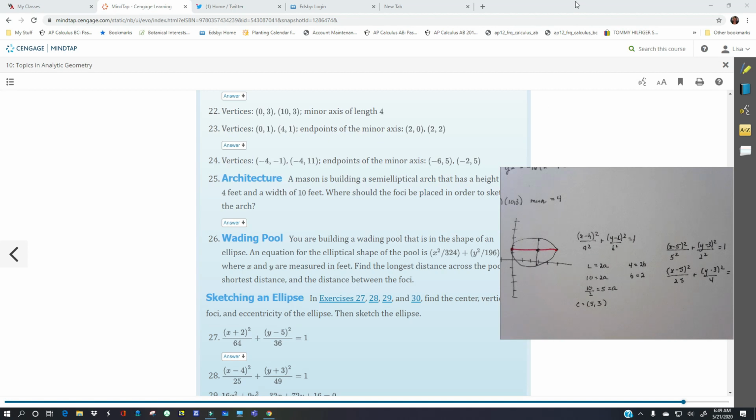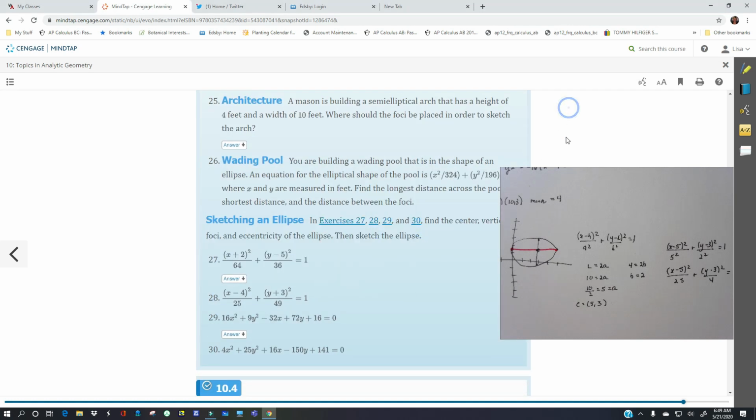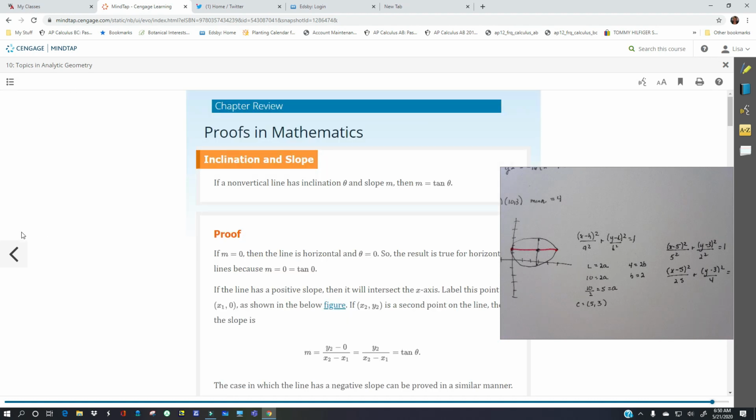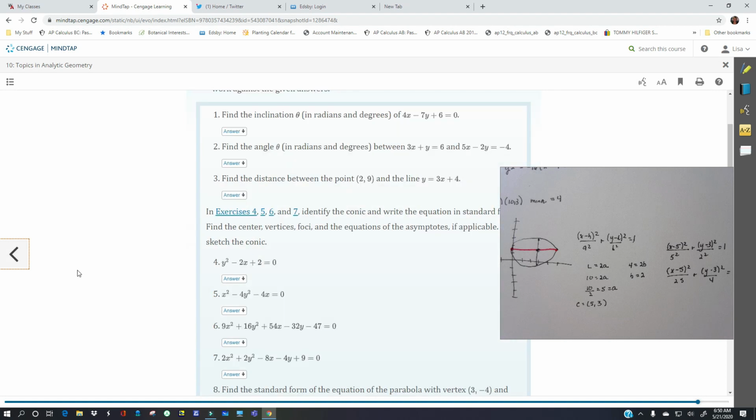Now, the other thing you might see with the ellipse, I can't move this over. Let's see, can I move this page over? No. Oh, I didn't want to do that. I thought I was moving it over. Well, that's the chapter test.